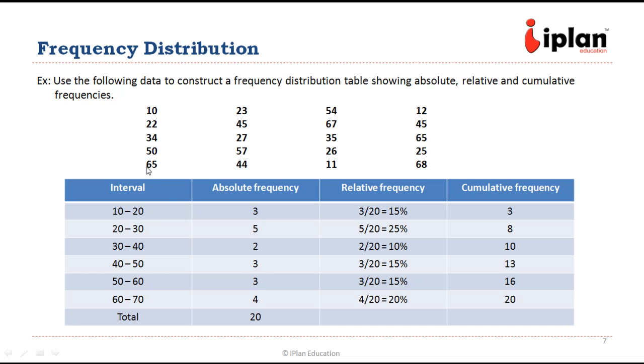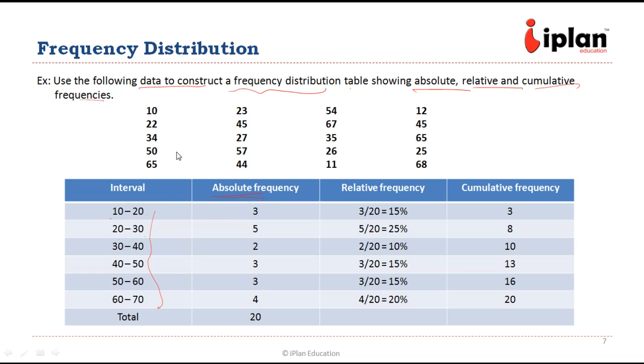Say these are the values, data, given to construct a frequency distribution table. So we need to calculate absolute, relative and cumulative frequencies. Okay. So let us divide that into intervals. We have divided 10 to 20, 20 to 30 and up to 60 to 70. Then we'll count to find out absolute frequency.